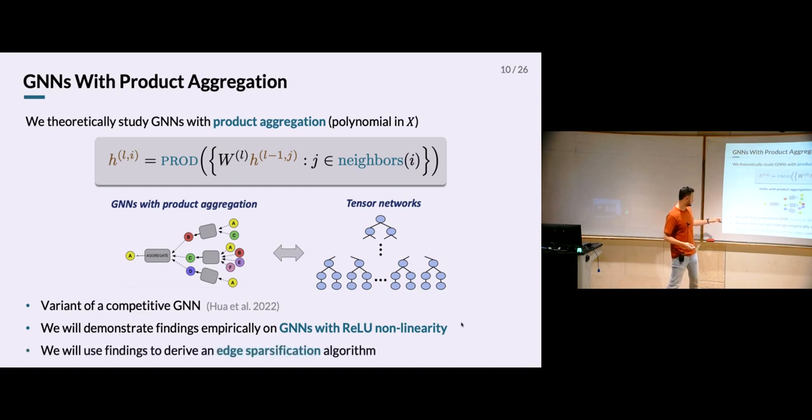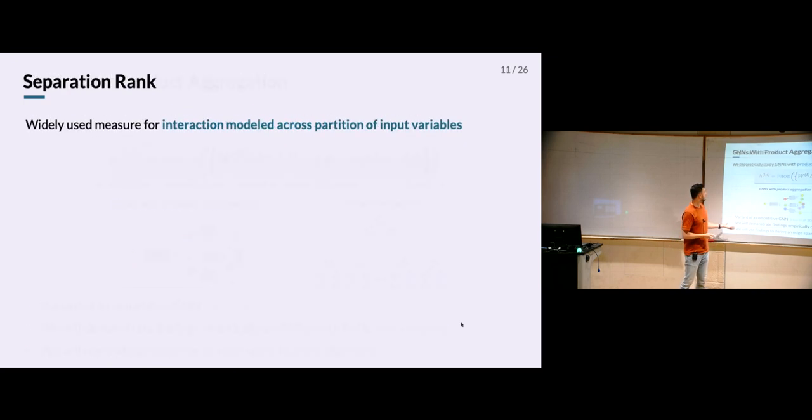And this is going to also be the basis for the edge specification algorithm, the practical application, which also isn't limited just to these type of networks. Okay, so this is the model that we're going to analyze. And now let's see the measure of interaction that we're going to do this with.